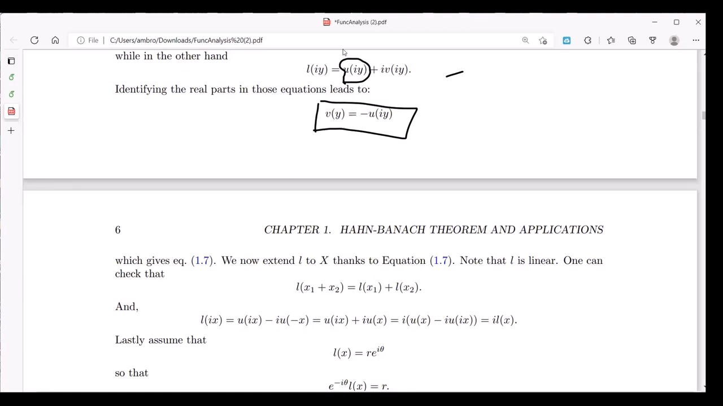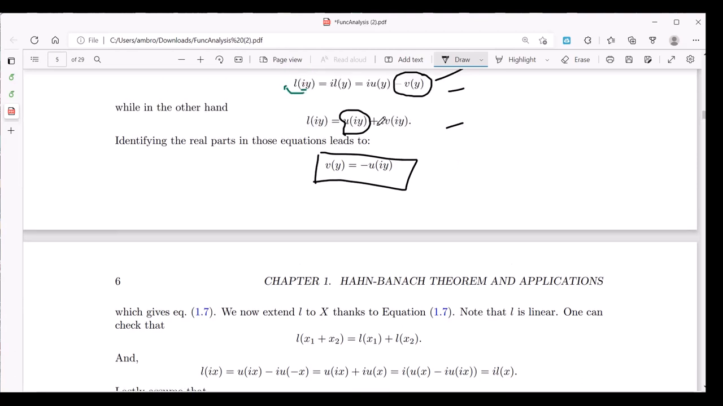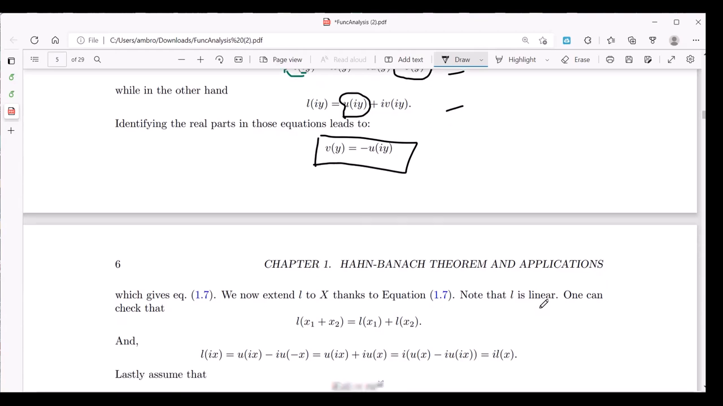Then again, you can prove it, it's a simple computation. I'm not going to do that, you have to do it. I did it, but I'm not going to do it right now. It's part of your job. Do it. You can prove that L is linear. Just apply the definition of L. It's linear. You can prove it. Okay?